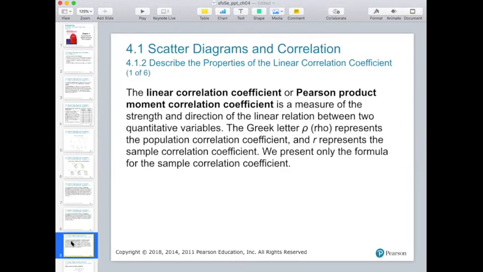So we know that we can look at the scatter plot and say this is what it looks like, but we're going to talk about a value so that we can actually determine what this means. So this is called the linear correlation coefficient.